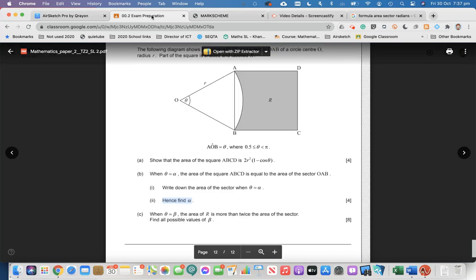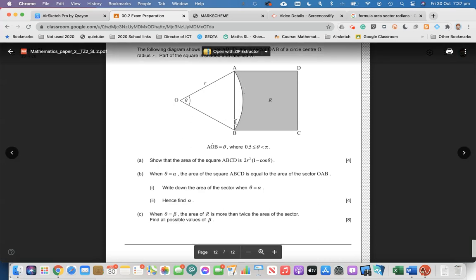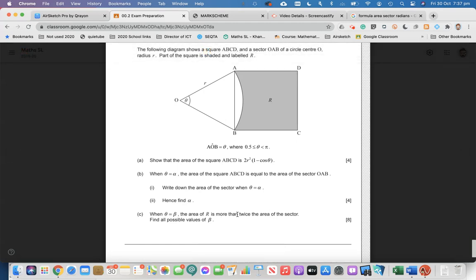When theta equals beta, that's what that funny old B looks like. When theta equals beta, the area of R, so that's that shape there, is more than twice the area of the sector. Find all possible values of beta. So there must be multiple values that will work.